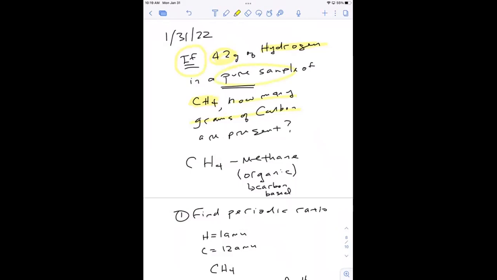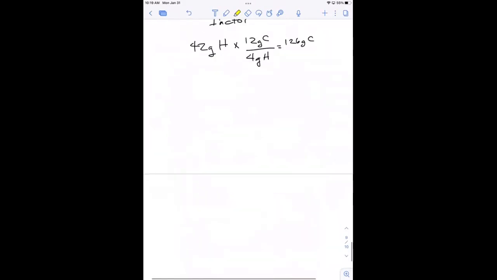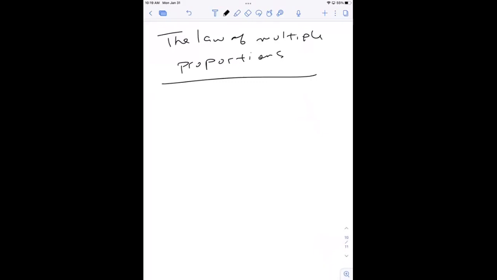All right. Let's go to the next topic. We'll just go to a new page, and let's talk about the law of multiple proportions. It's a little bit different because the law of constant proportions is just dealing with a pure sample of one compound. But sometimes the same exact elements can combine to give you multiple compounds, right? So let's look at that.